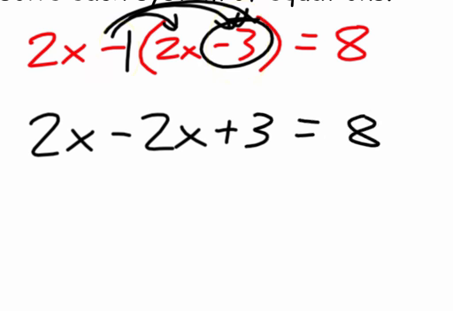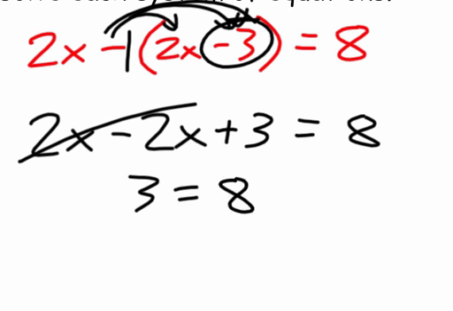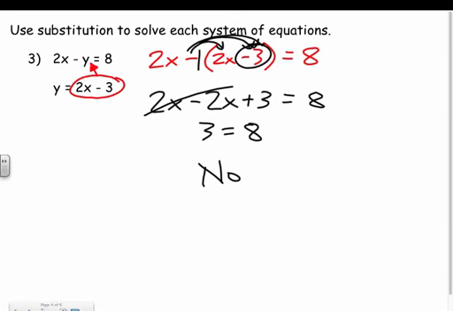Well, 2x minus 2x, that's gone, isn't it? Huh, what's going to happen here? So I have 3 equals 8. Does that make any sense? No, it doesn't make any sense. So what do you think about this one? No solution.